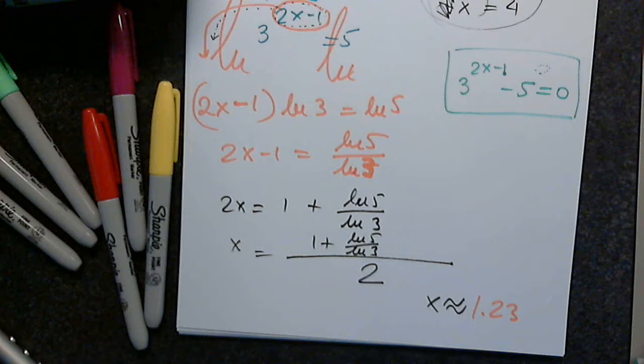So it was 3 caret in parentheses 2 multiplied by the previous answer minus 1. Close the parenthesis, go outside, minus 5, and when I click enter, what should I get? 0. Yes, if this is the correct answer. If I don't get 0, I made an error somewhere. So enter. So therefore 1.23 is the correct answer.